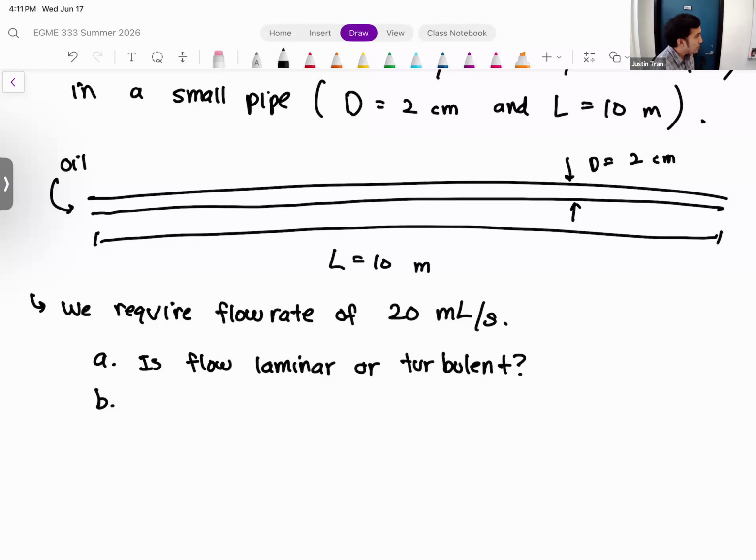Next, let's assume that our pipe is just purely horizontal. And so for a horizontal pipe, let's compute the pressure drop.